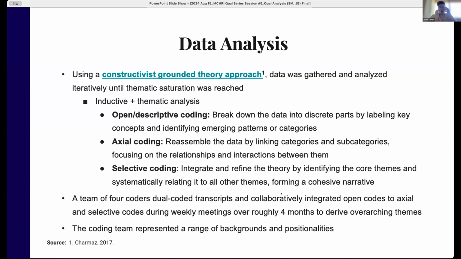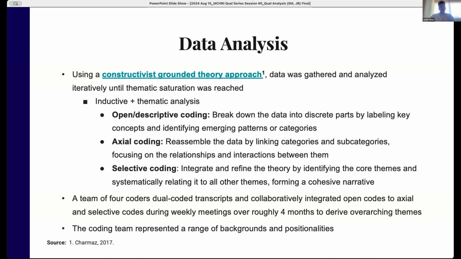And so as part of that constructivist grounded theory approach, there are 3 iterative phases. The first one is the open descriptive coding, where as best as possible we went through line by line of each transcript and tried to break down the transcript into discrete buckets and categories, using the language of the interview to create these buckets.